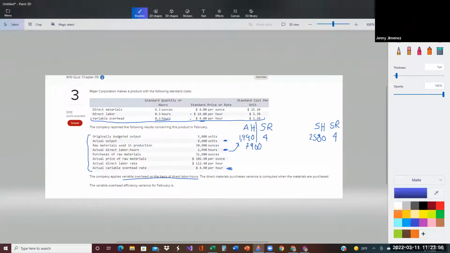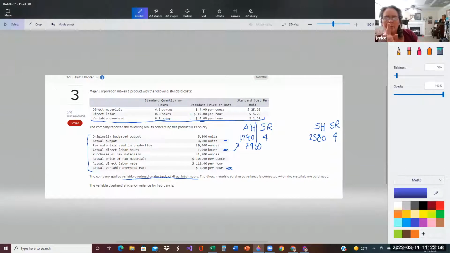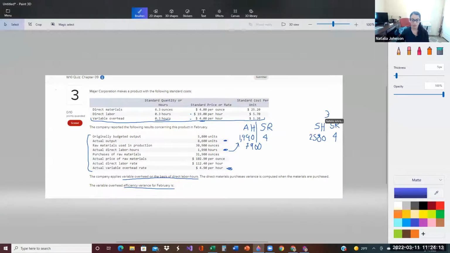So of the pitchfork, you're using the middle one and the far right one. You're not even worrying about the far left one for this. Yeah, because for this one we're just doing the efficiency variance and I don't have a lot of space. I'm just doing column 2 and column 3. So this is the 3. Here we're going to multiply 2,580 times 4. So the total standard hours times the standard rate is 10,320.